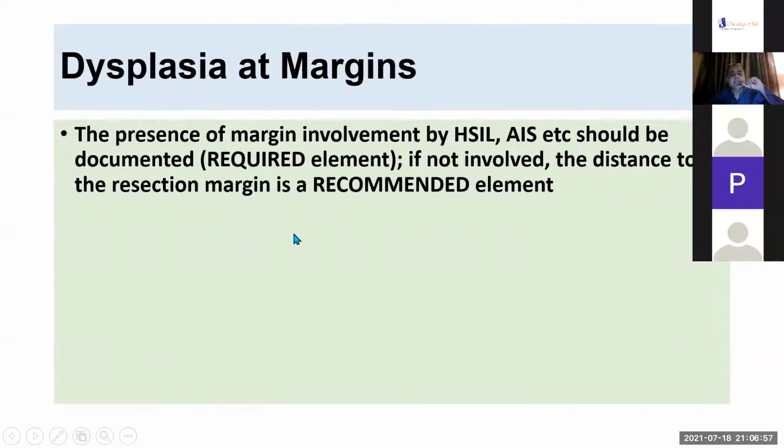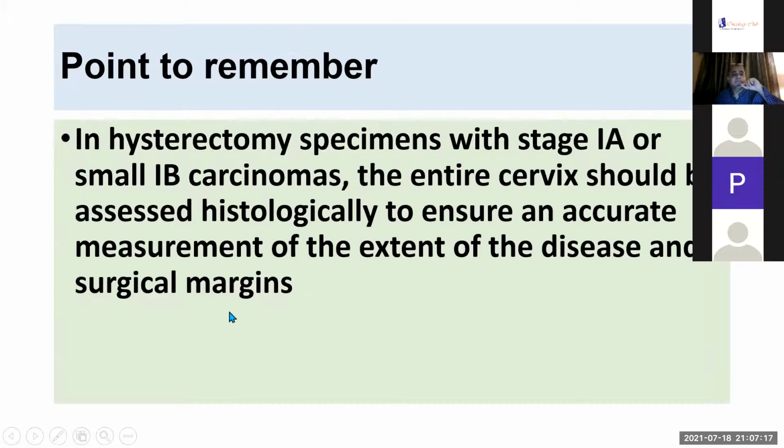Do you report dysplasia? We regularly report dysplasia at the margin. So you have the vaginal cut margin. Sometimes the SIN 2, SIN 3, or the pre-invasive neoplasia is seen to involve the vagina and vaginal epithelium up till the margins, and it's a required element in the report which we usually report.